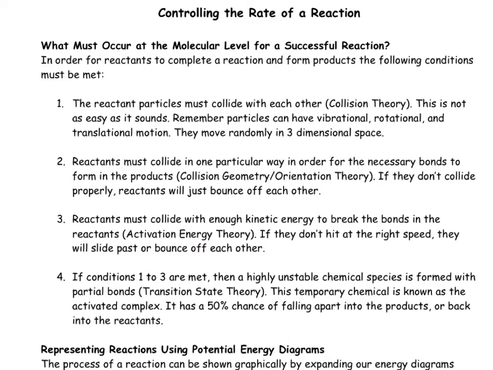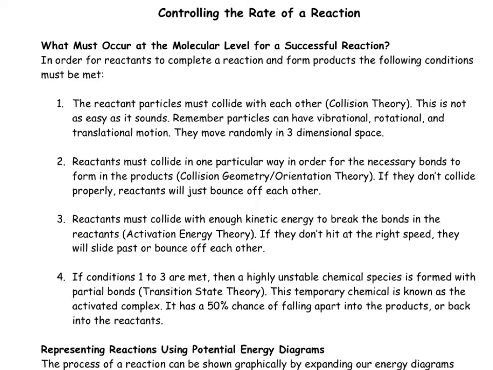Secondly, reactants must collide in one particular way in order for the necessary bonds to form in the products. This is known as collision geometry or orientation theory. If they don't collide properly, the reactants will just bounce off of each other and no reaction will happen. Condition number 3. Reactants must collide with enough kinetic energy to break the bonds in the reactants. This is known as activation energy theory. If they don't hit at the right speed, they will just slide past each other or bounce off of each other.